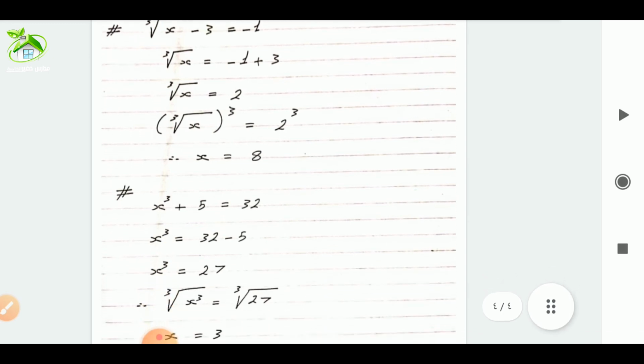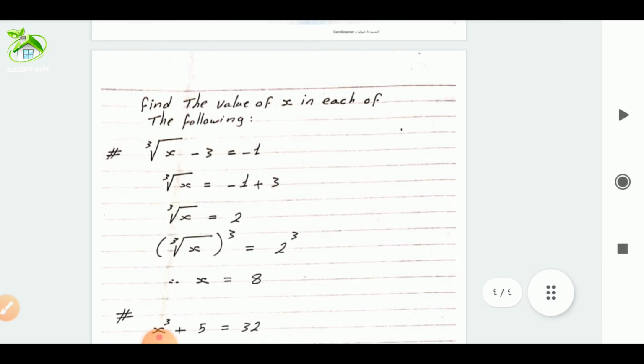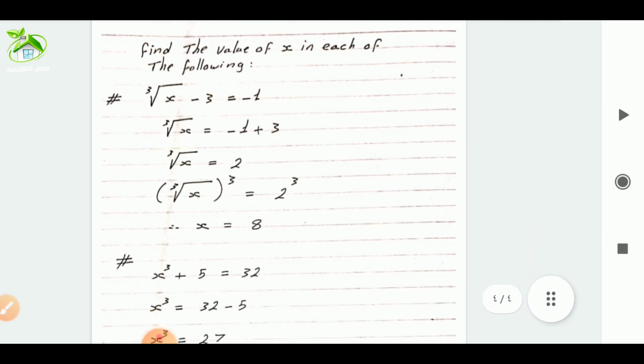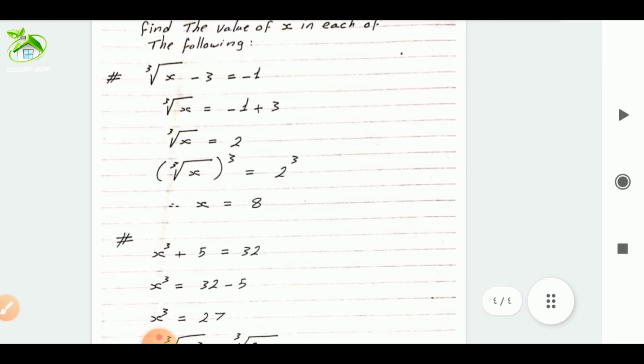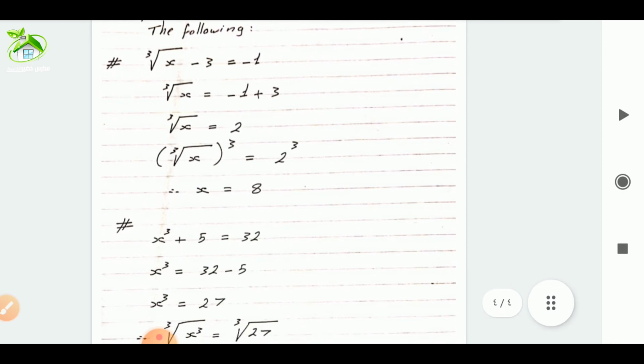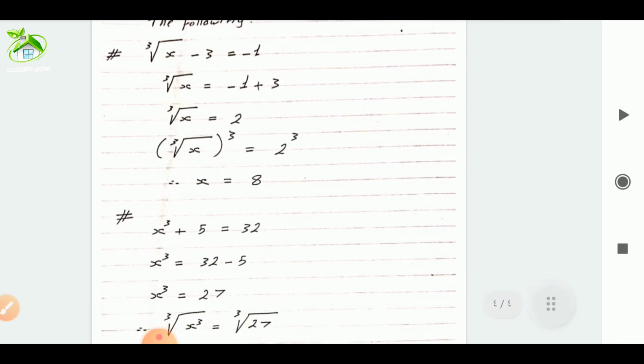Find the value of x in each of the following equations. In the first equation, the cube root of x minus 3 equals negative 1. We keep the numbers on one side and the symbol on the other side. We will move negative 3 to the other side, and when we move it we change the sign. The cube root of x equals negative 1 plus 3. The cube root of x equals 2.